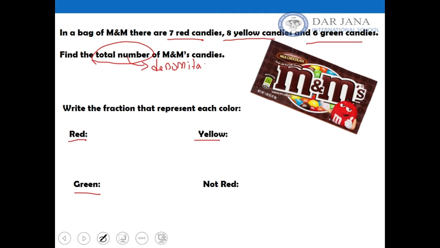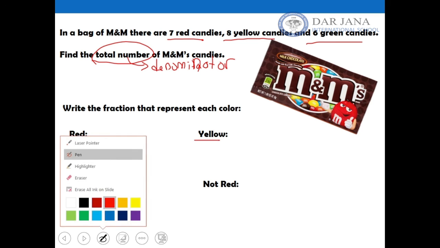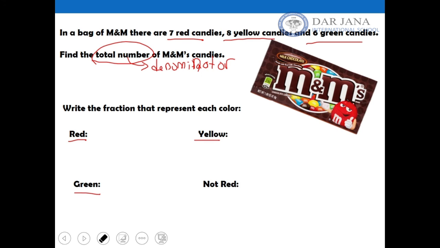This is very important, denominator. Okay, we fixed it. So let me add the total numbers. So they are 7 plus 8 plus 6, which is equals to 21. 7 plus 8 is equals to 15 plus 6 is 21. So the total number is 21. So this is the denominator.